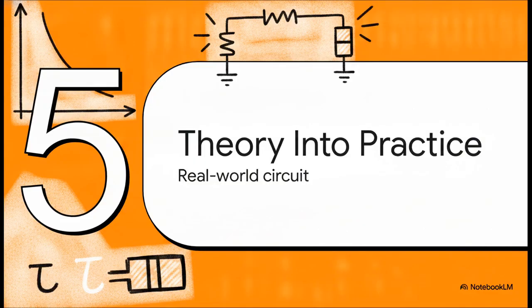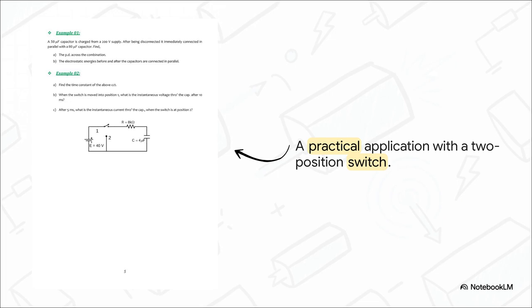Finally, Section 5, putting theory into practice. Let's actually put those derived formulas to the test on a real-world circuit. Here we have a 40-volt source, an 8 kiloohm resistor, and a 4 microfarad capacitor. Notice the two-position switch sitting up at the top.